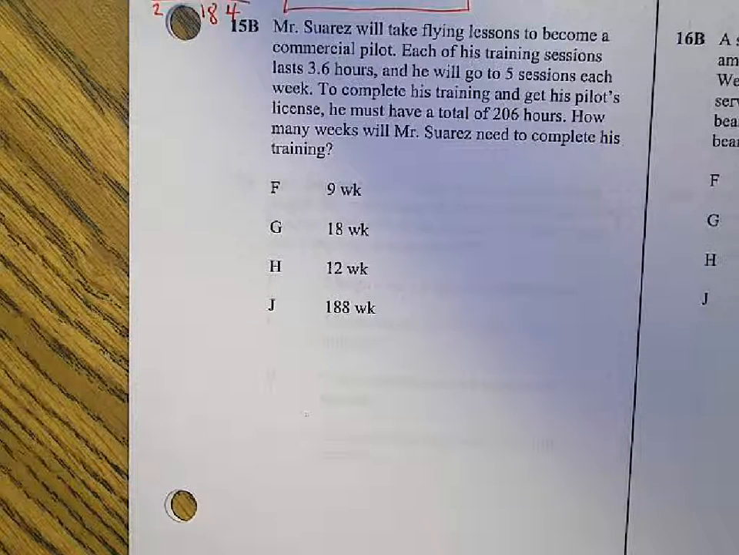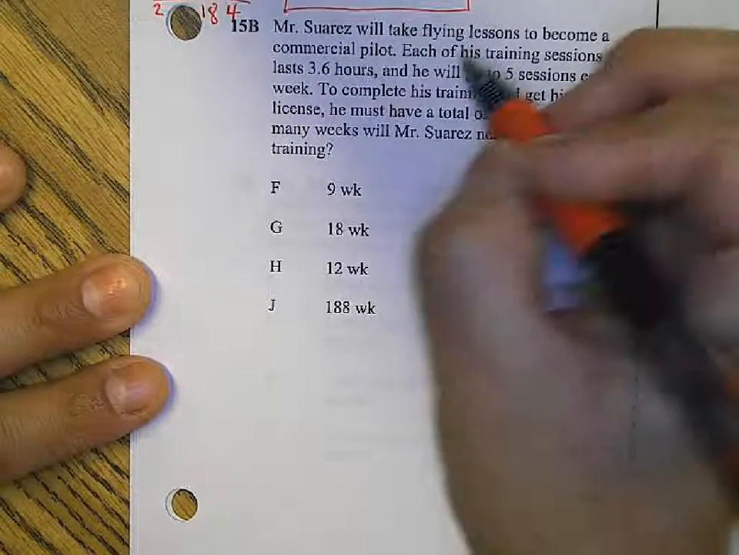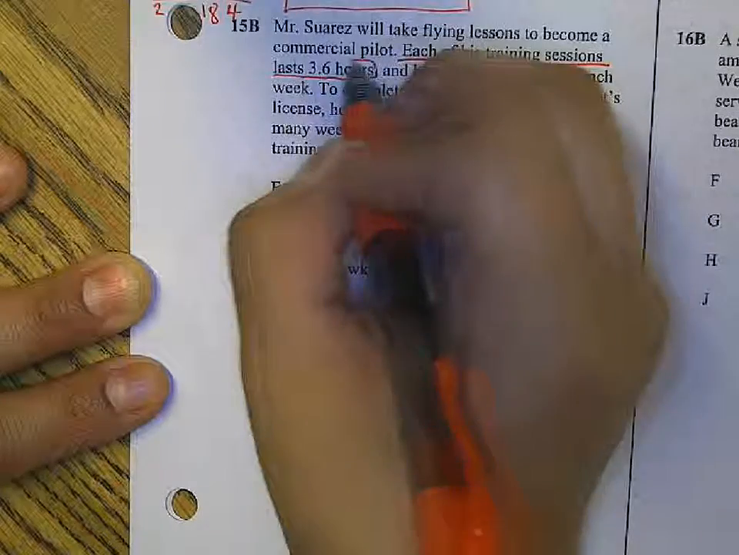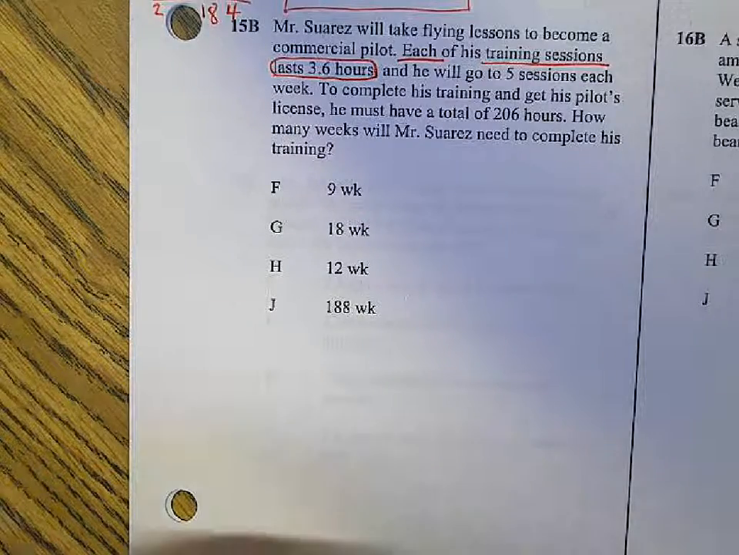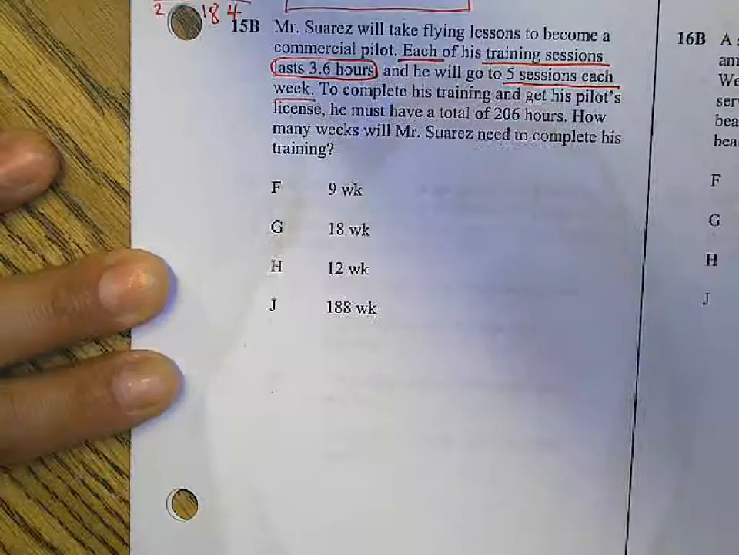It says, Mr. Suarez will take flying lessons to become a commercial pilot. Each of his training sessions lasts 3.6 hours. We have a keyword there, which is each training session lasts 3.6 hours. And he will go to 5 sessions each week. So he's going to go to 5 sessions each week.